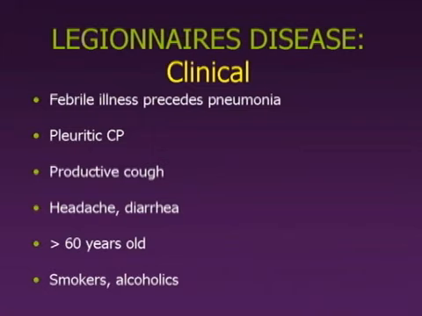Legionella. This clinically is an unusual disease in that there's a lot of systemic findings. Headache and diarrhea are very typical. Tends to be a febrile illness preceding the pneumonia. When the pneumonia comes, it's often accompanied by pleuritic chest pain and a productive cough. Tends to occur in those older than age 60, smokers and alcoholics in particular.